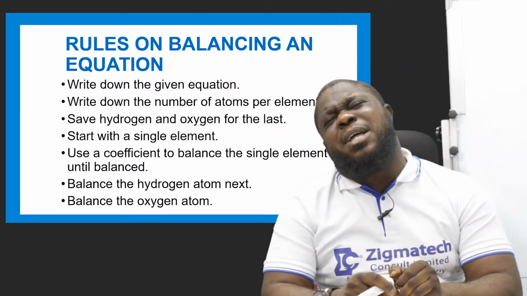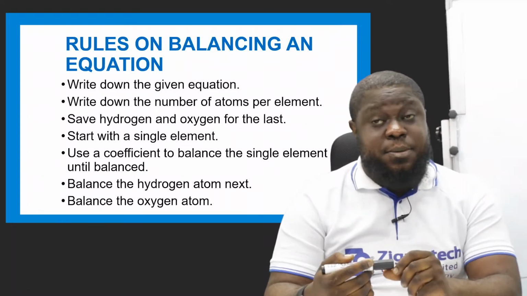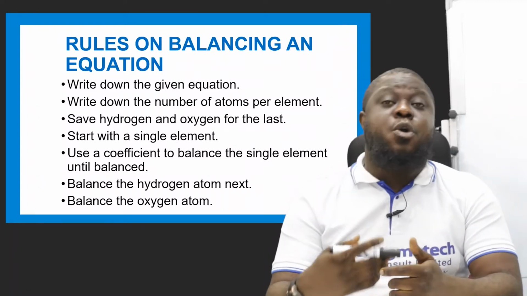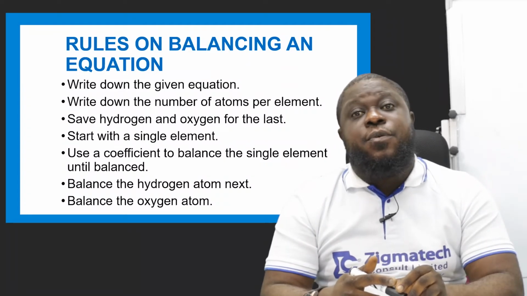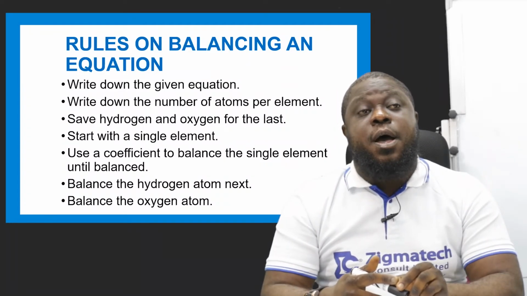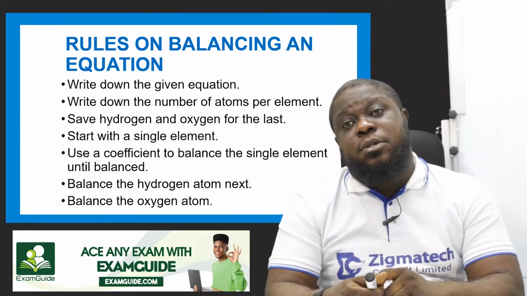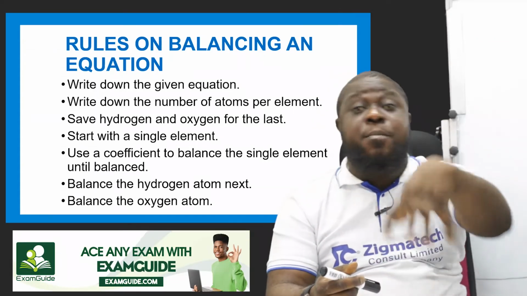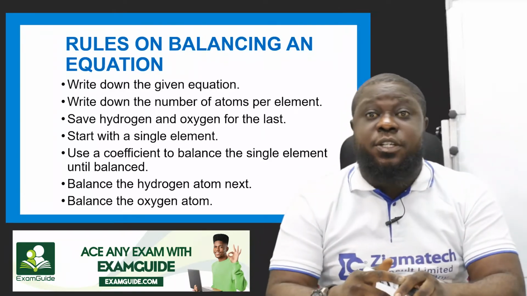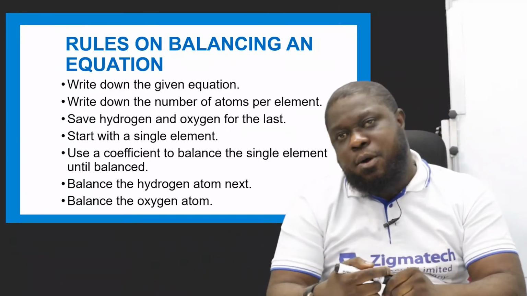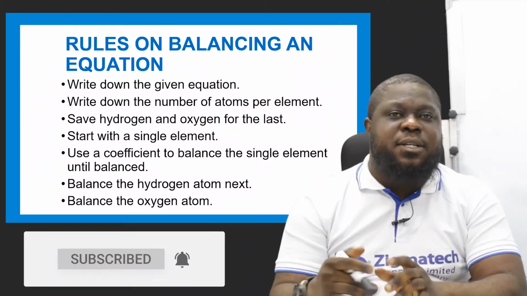Remember, I was talking about rules of writing formulas for compounds, in chapter 1 or chapter 2 of chemical symbols and formulas. I told you oxygen comes last. So oxygen comes last when you want to write a formula for a compound. Now, in the balancing of equations, they said leave hydrogen and oxygen for the last.